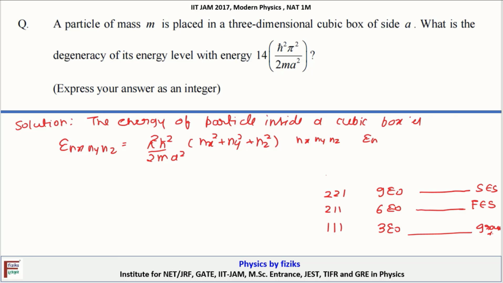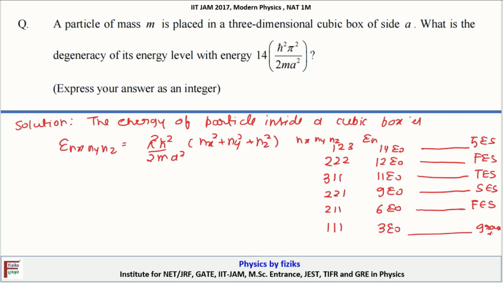Then we would be having 3, 1, 1, energy is 11E0, that is the third excited state. The fourth is 2, 2, 2, energy is 12E0, that is the fourth excited state. And 1, 2, 3, the energy would be 14E0, and this is the fifth excited state.